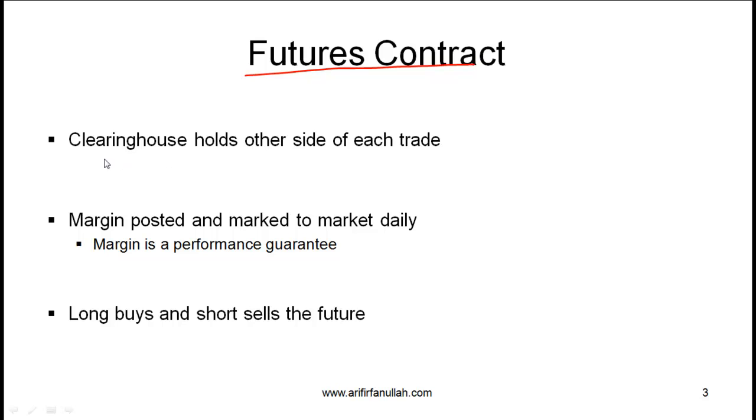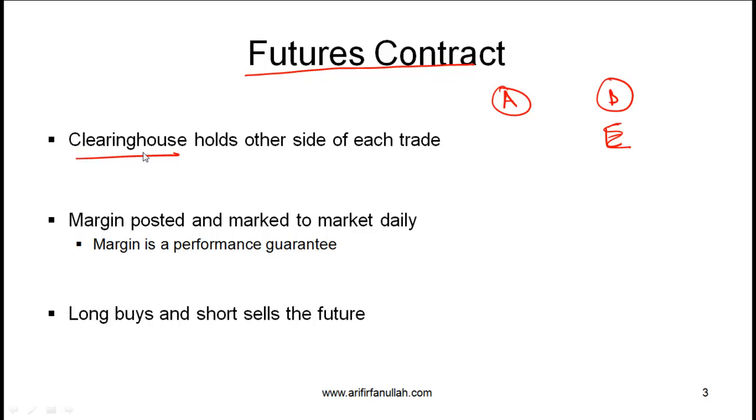In a futures contract, the clearinghouse holds the other side of each trade. Now again, this is best understood in contrast with a forward contract. In a forward contract, if you recall from our earlier lecture, we have two parties, A and B, and the forward contract is between those two parties. In a futures contract, the counterparty will always be a clearinghouse, which is part of an exchange. So let's just call it the clearinghouse. If you want to go long on one contract for cotton, then your counterparty will be the clearinghouse.